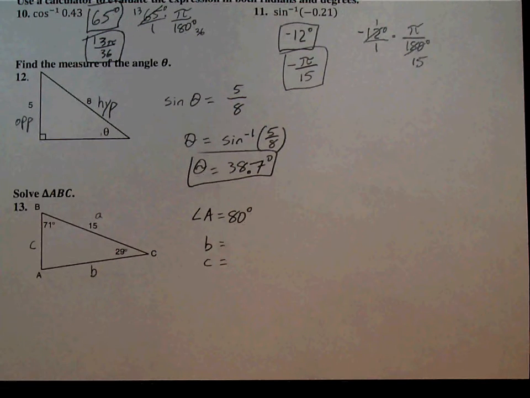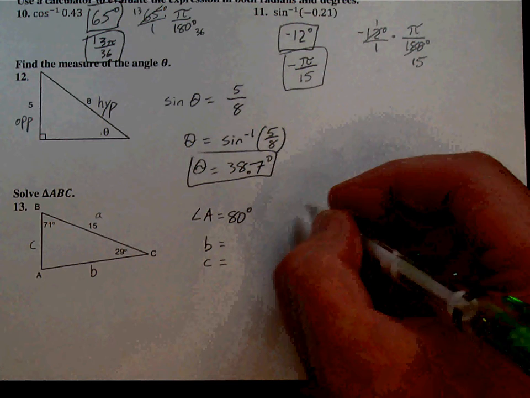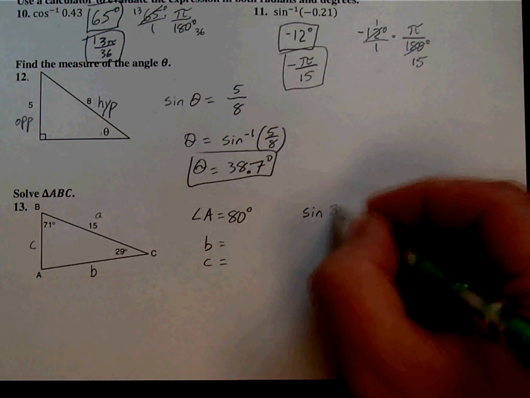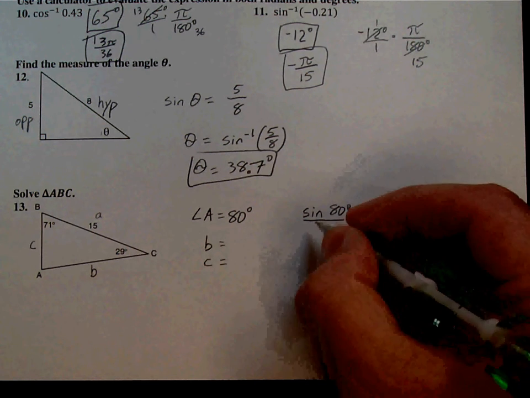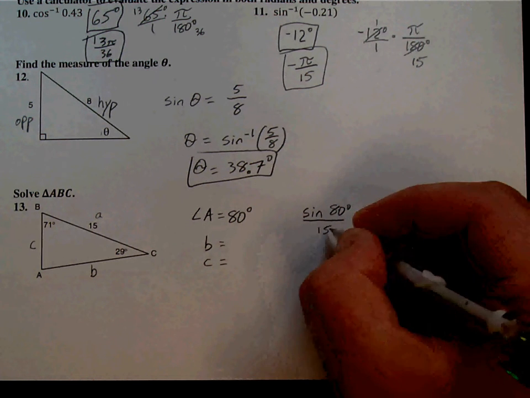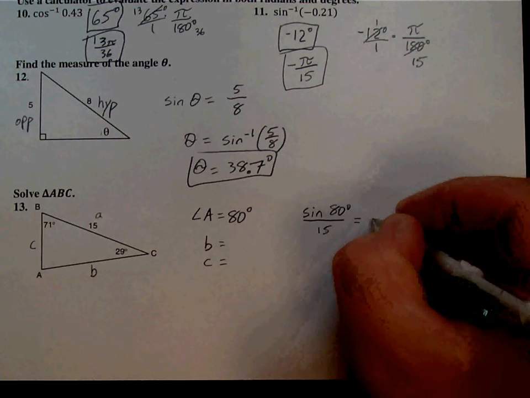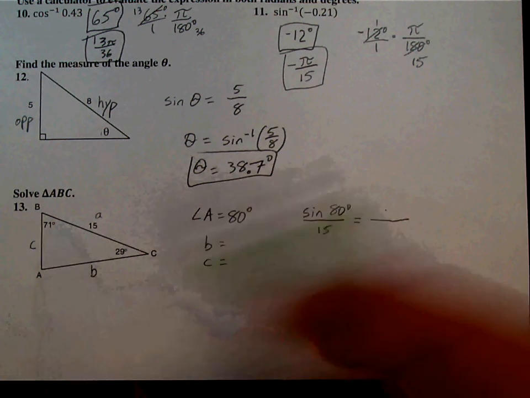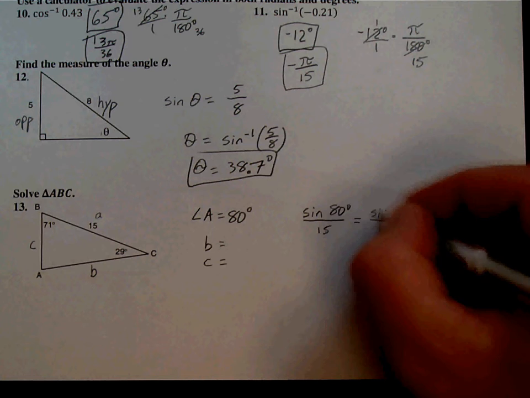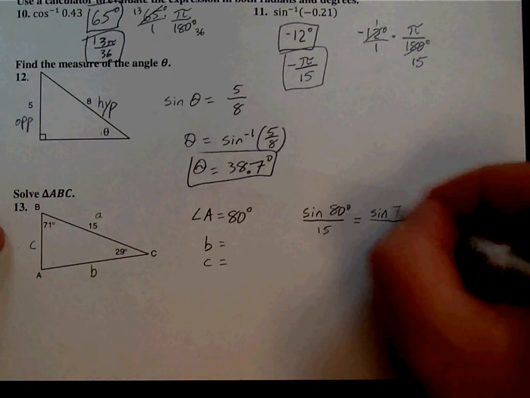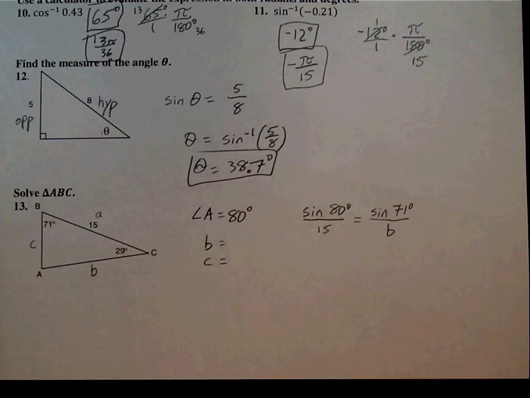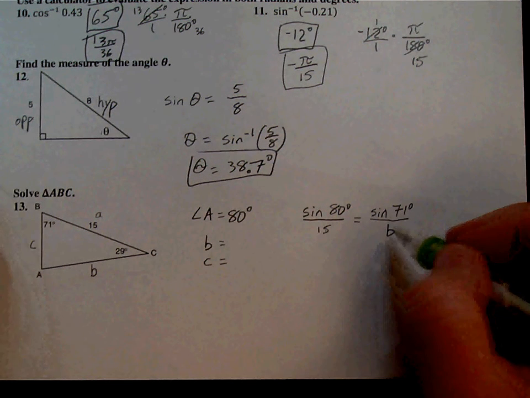So law of sines. Since we know both A's, we have to use the A part of law of sines. So sine of angle A over side A. So angle A was 80, side A is 15. And then we choose whether to use B's or C's. I know one of the B's, so I can use B's. Sine of angle B is 71 degrees. Over side B, I don't know what side B is, so I'll write it that way. And we'll use cross multiplication.